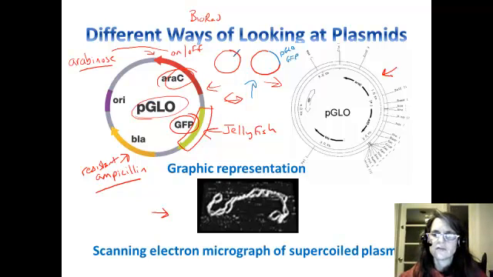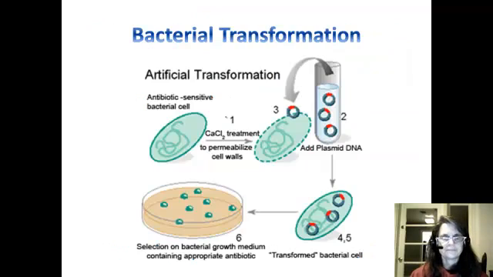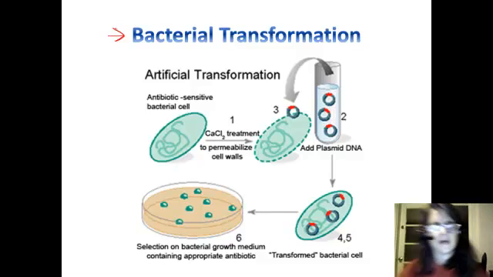This is a more detailed drawing of the plasmid showing you various restriction sites, places where the plasmid can get cut by different restriction enzymes. It's just a more detailed drawing than this one. Okay. Now, bacterial transformation is what we are doing in this lab.